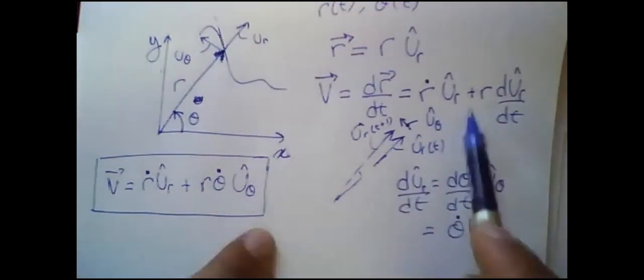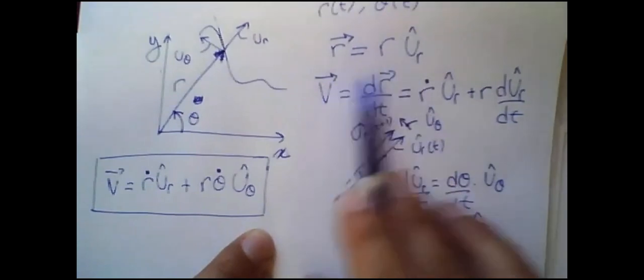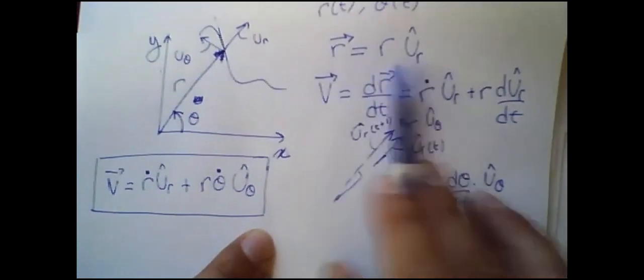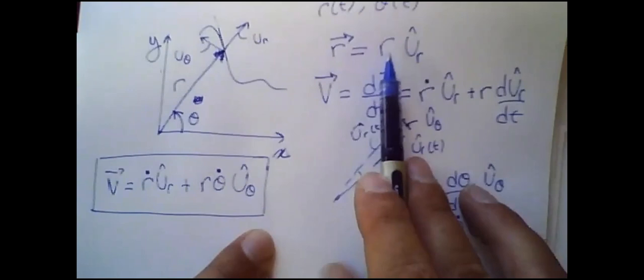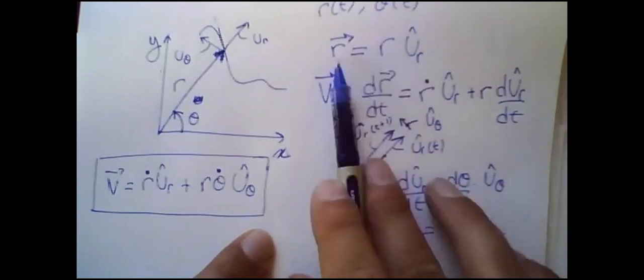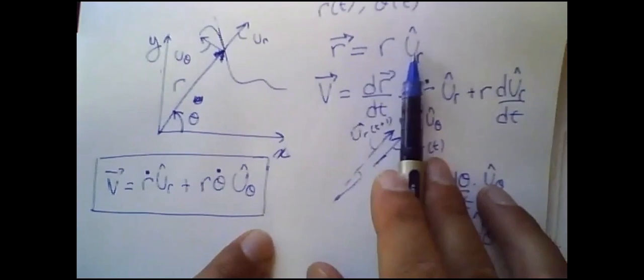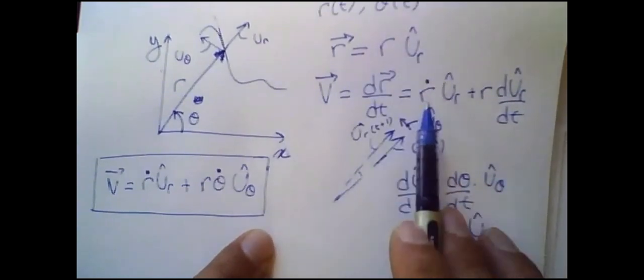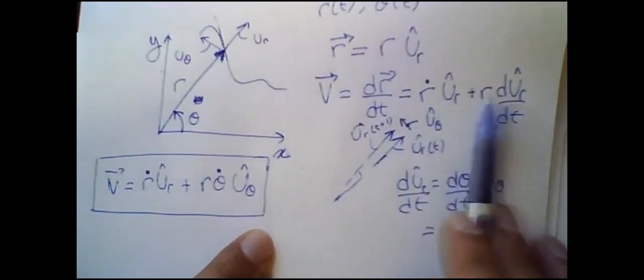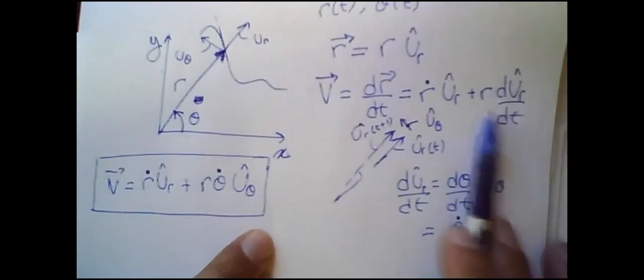Yeah, sure. I'll be happy to extend that. So here R is equal to R UR. If I'm differentiating this, R is a variable as a function of time, and UR is also varying as a function of time. So when I differentiate this, I'm going to have to do R prime UR plus R UR prime. And this is what I did: R prime UR plus R dUR dt. So the only thing that may be confusing is how you do dUR dt.